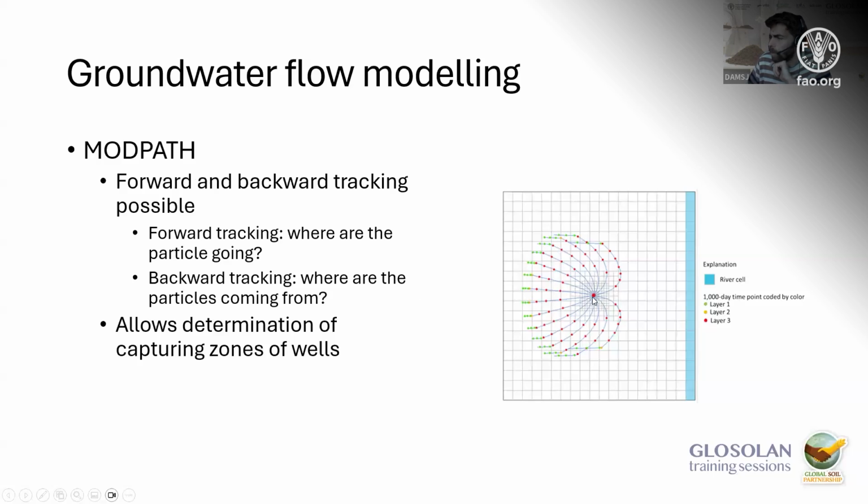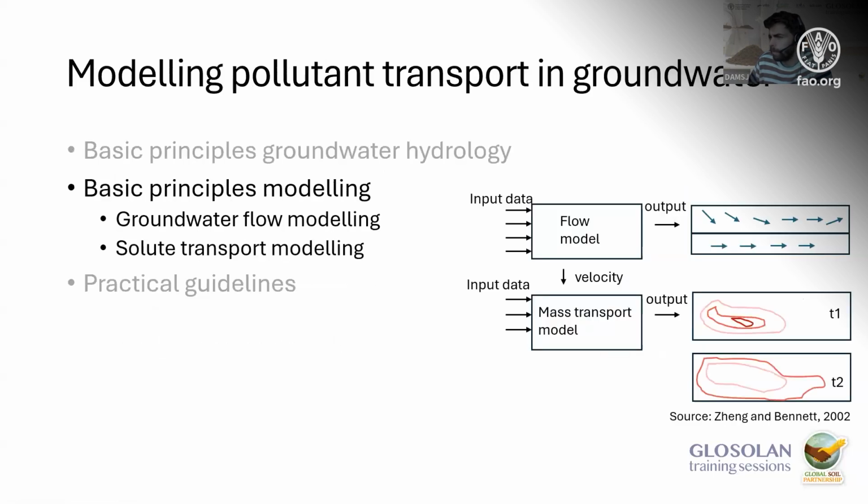For example, for a groundwater well that takes out a part of the groundwater in the system, you can specify the particles near the well, and then do a backward particle tracking, and it will give you the capturing zone of the well. And if you know that you have a pollution somewhere in this capturing zone, then you have to be careful, for example, that the water in your well is going to be polluted.